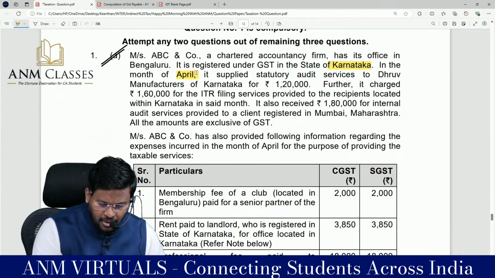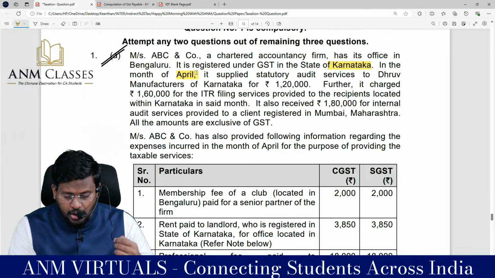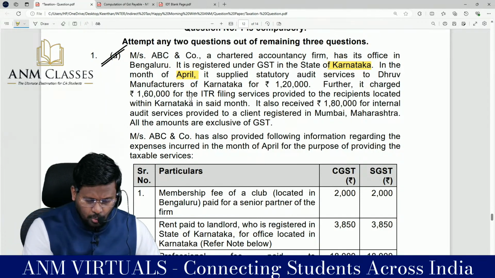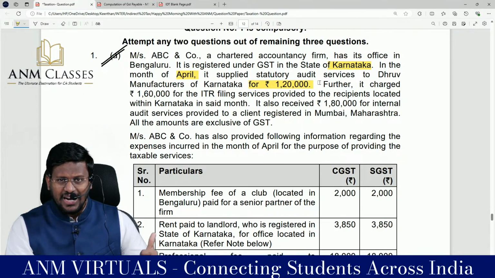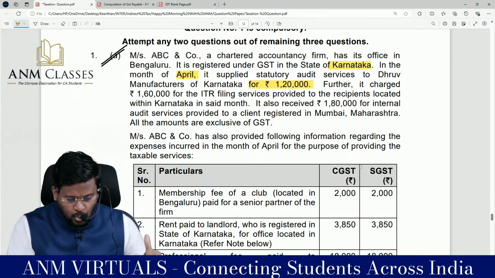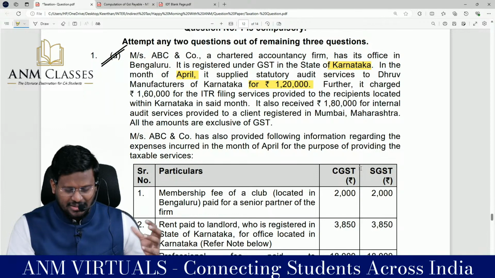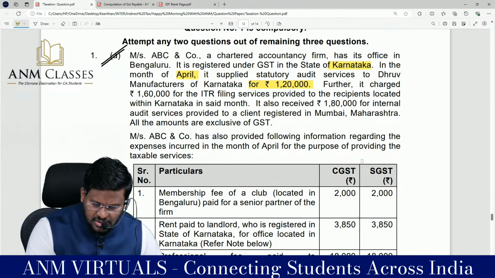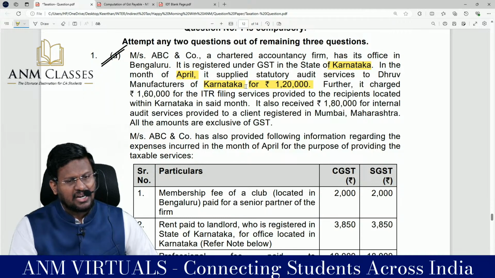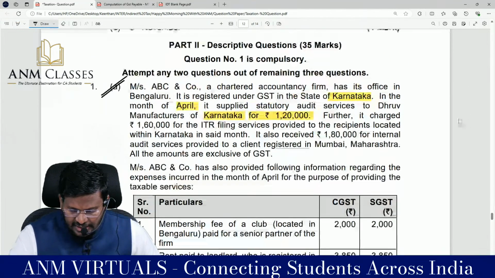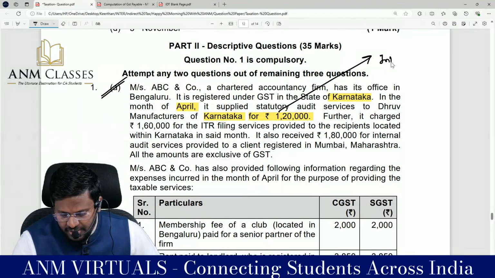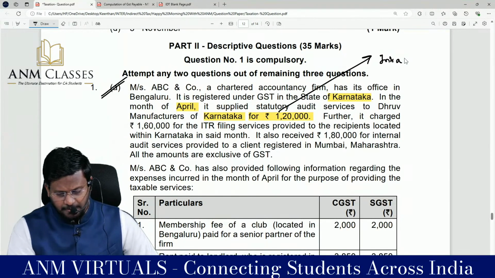In the month of April, it supplied statutory audit services to Dhruv, a manufacturer of Karnataka, for 1,20,000. So that is their outward supply. On that outward supply, they are supposed to collect the GST. And this Dhruv is also situated in Karnataka. So it's an intra-state supply. They have to collect CGST and SGST.